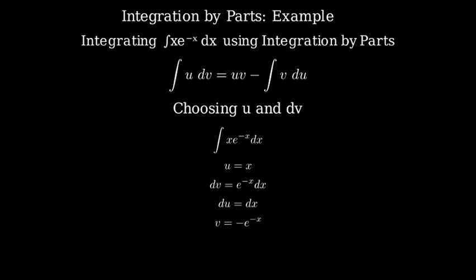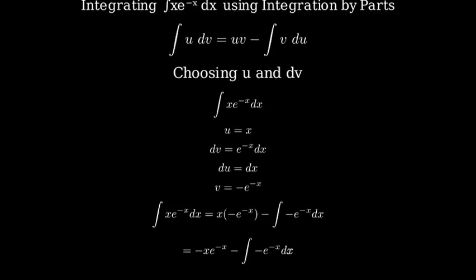Now that we have all the pieces, u, du, v, and dv, let's substitute them into the integration by parts formula. So we have the integral of x times e to the minus x dx equals x times negative e to the minus x minus the integral of negative e to the minus x dx. We can simplify this a bit: negative x times e to the minus x minus negative e to the minus x, plus c.